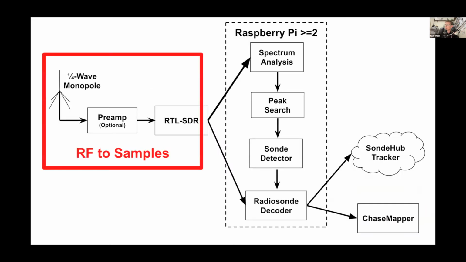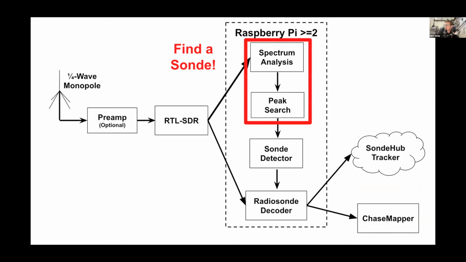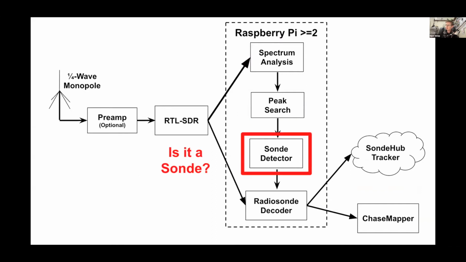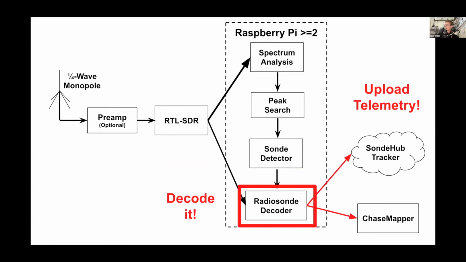So what's it doing internally? We're using software-defined radio to capture the radiosonde band. We do some spectral analysis to try and find peaks in this band, which might be a signal that we're interested in. For each of these peaks, we run it through what we call a sonde detector. This uses the known headers of the various radiosonde types, and they're all different enough that we can determine which signal is which radiosonde very, very reliably. Once we've found a radiosonde, we start decoding and uploading telemetry to various places, such as the SondeHub tracker, which I'll get into in a second, and also ChaseMapper, which I'll get into later on.